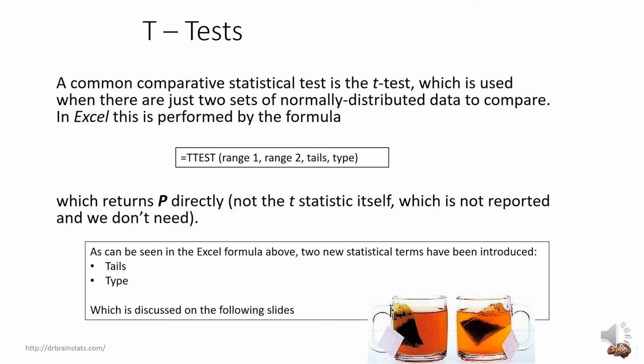A common comparative statistical test is the t-test, which is used when there are two sets of normally distributed data to compare. In Excel, we've got a simple formula where we put down t-test, range 1, range 2, tails, and type. This returns the p-value, not the t-statistic itself, which is not reported and we do not need. But as we can see now, we've got two new terms, tails and type. This is going to be discussed on the following slides.